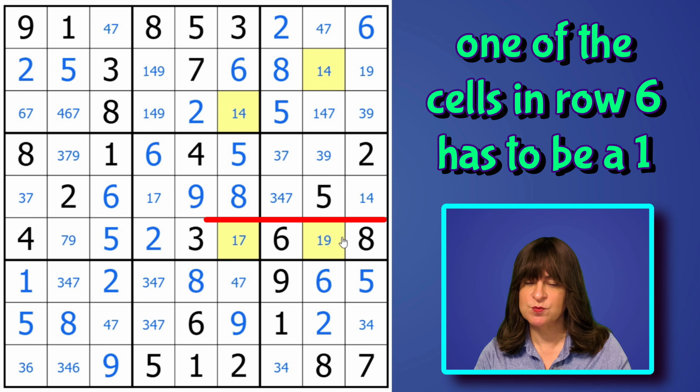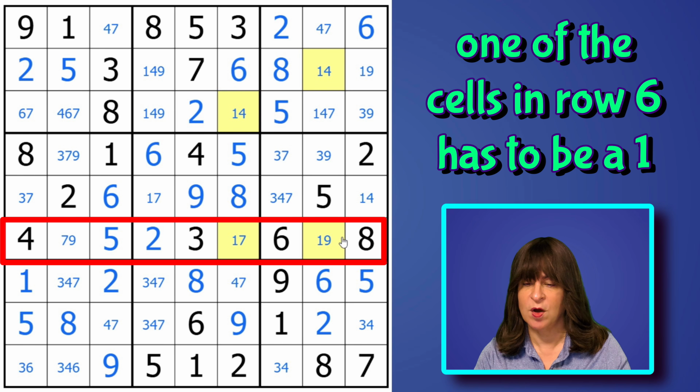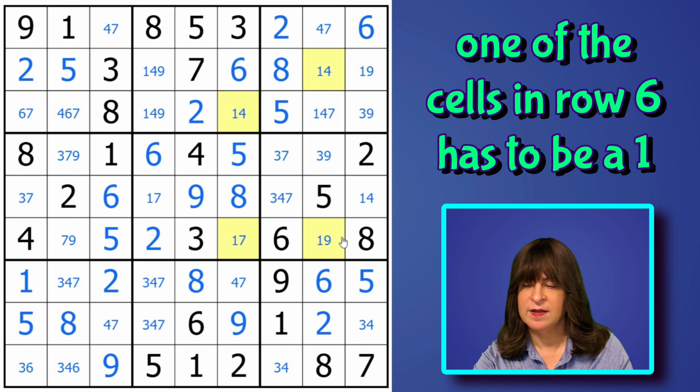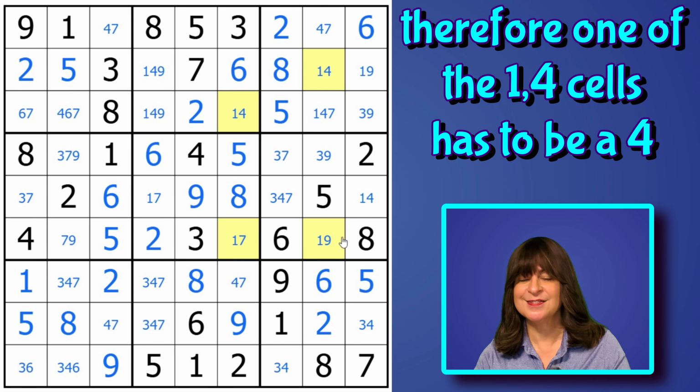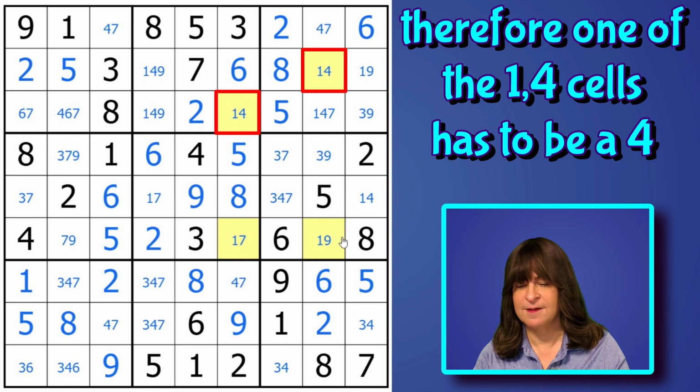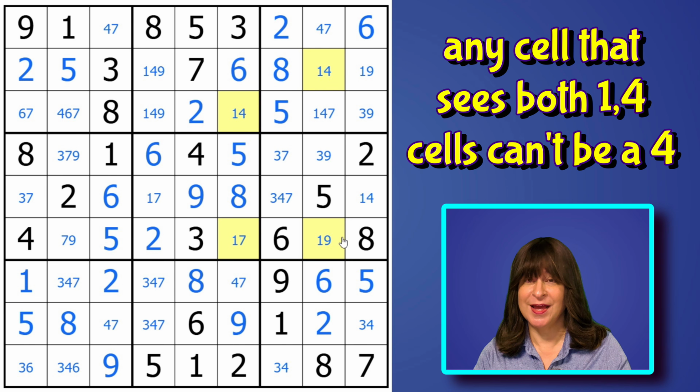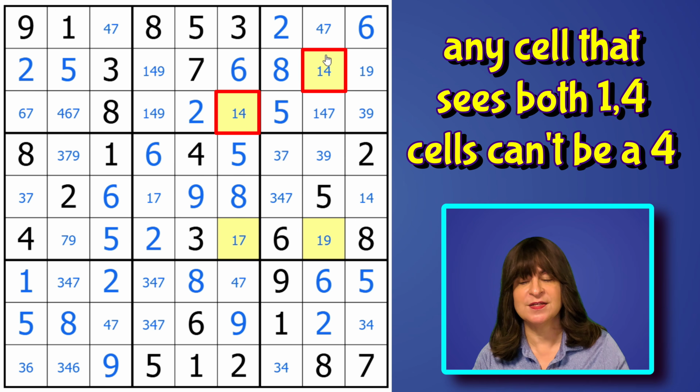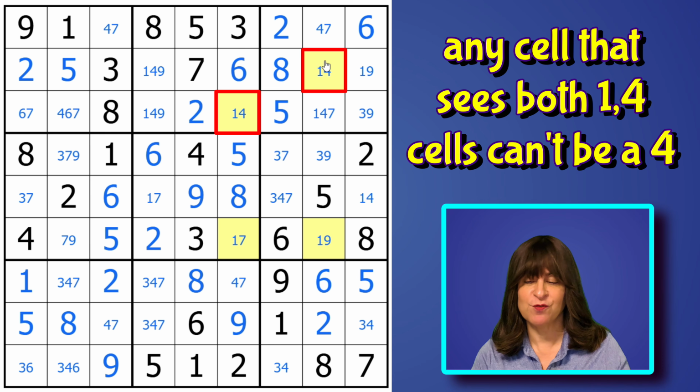So either way, in this row, one of these cells is a 1. Whichever cell is a 1, then the other cell has to be a 4, either this cell or this cell. But one of these cells has to be a 4. So now you know the drill. Any cell that sees both of these 1-4 cells can't be a 4, and it can be eliminated.